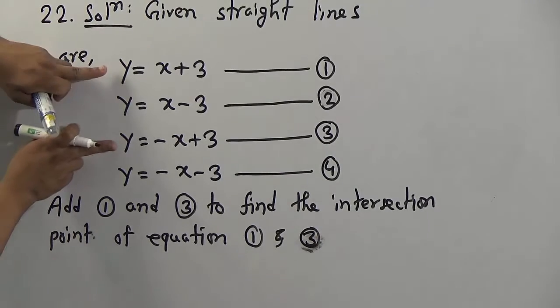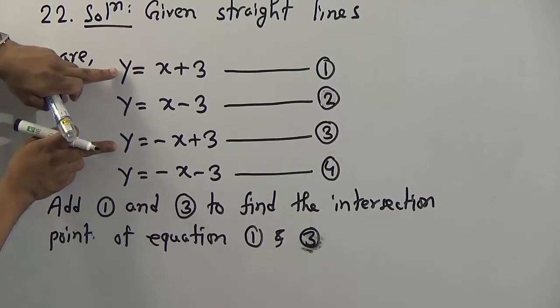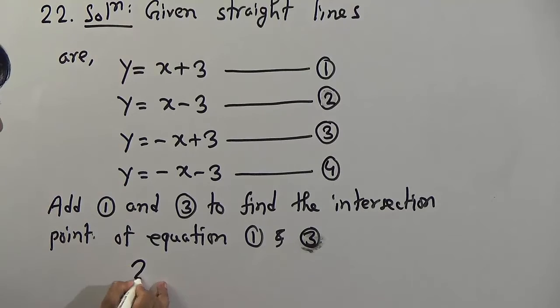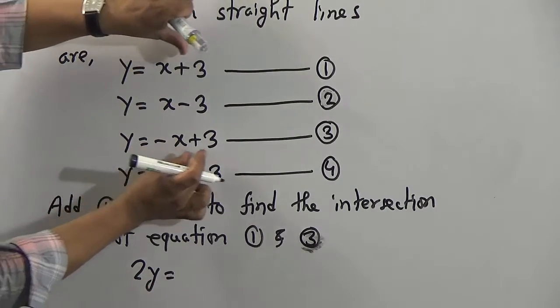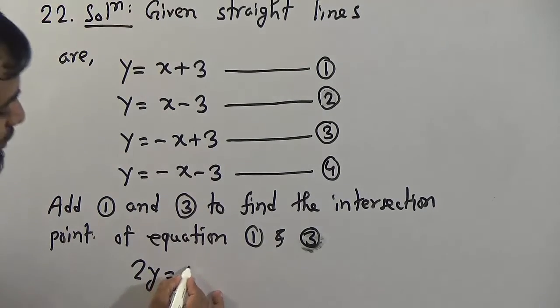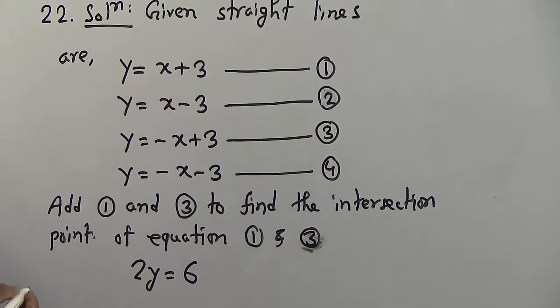If we add these two equations, we will get on the left side twice y. y plus y is equal to twice y. On the right side, x and minus x will vanish, and plus 3 plus 3 will be plus 6. So twice y equals 6. We can write y equals how much? If we divide both sides by 2, we find y equals 3.